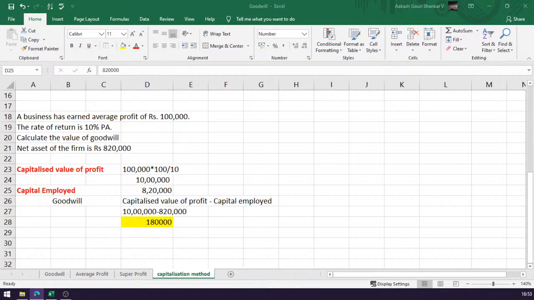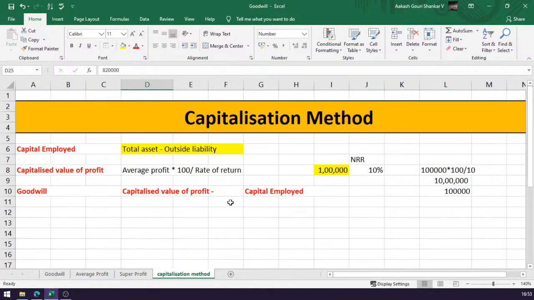I hope this concept is clear among all of you, like how to calculate the value of goodwill in the average profit method, super profit method, and the capitalization method. This is only a part of the working. Based on this, we need to do further calculation for admission as well as retirement. That will be the accounting treatment. Just now we have understood the ways and methods of calculation.